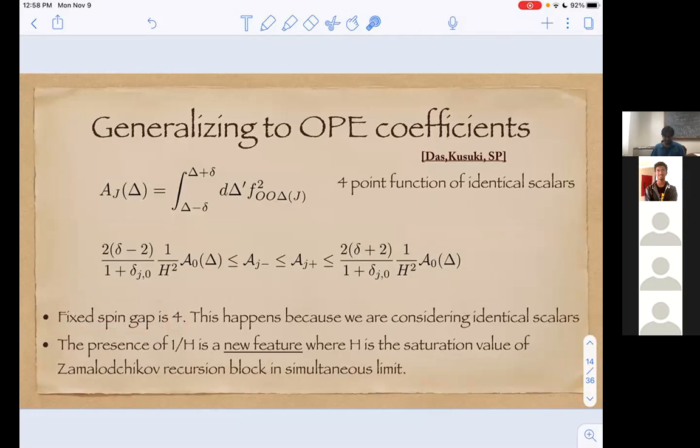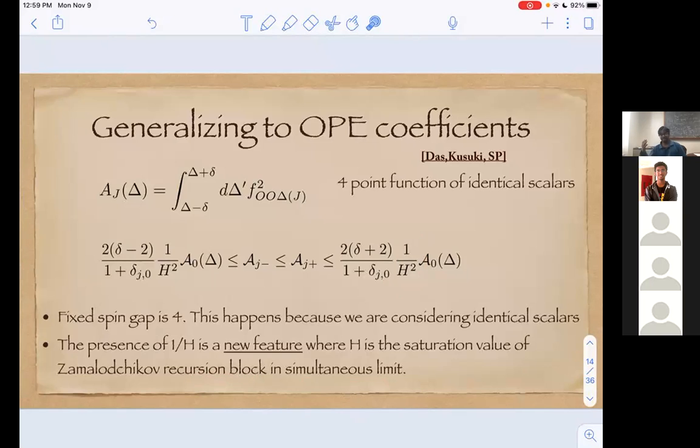Also, this A0 delta has been obtained previously in the literature by one of the papers written by me, Diptarko, and Shobik, and also later by Maloney, Scott, and other people. But all of us missed this 1 over h piece. So this presence of 1 over h is a new feature, where this h is the saturation value of the Generalizing recursion block in this simultaneous limit.